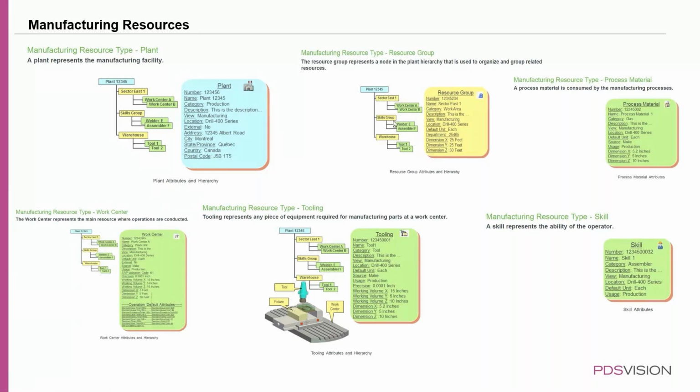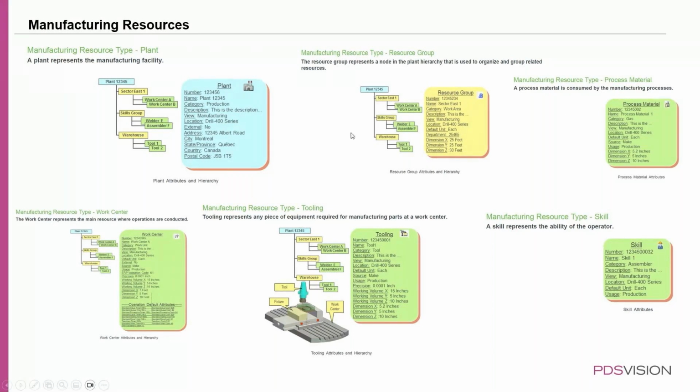But we're now saying, okay, in sector East 1, we now have these work centers. In this skill group, we have a welder and an assembly. And then in this warehouse, we have tooling 1 and tooling 2. So the yellow is the resource group.